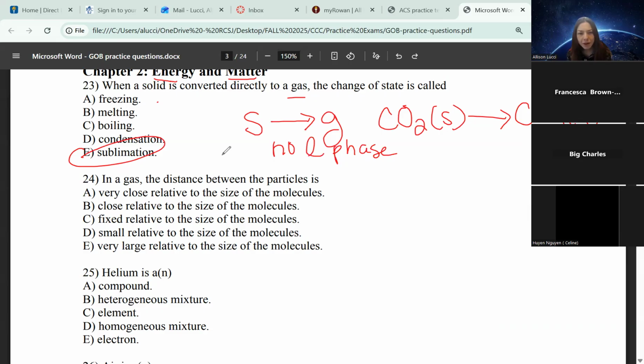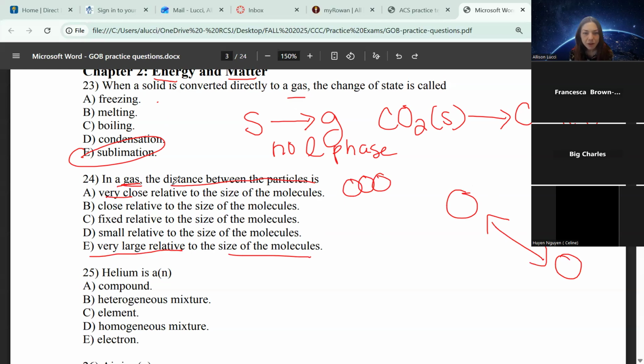Number 24 here. This is more like a definition of a gas. Sometimes some questions will be more like definitions. So in this case, we're asked about a gas and the distance between the particles. They're not close, right? Because that's a solid. When particles are really close, that's a solid, but in a gas, they're far apart. So there's a great distance between them. The distance between them is very large relative to the size of the molecules. So if we read through, we would see that's the best description of a gas.